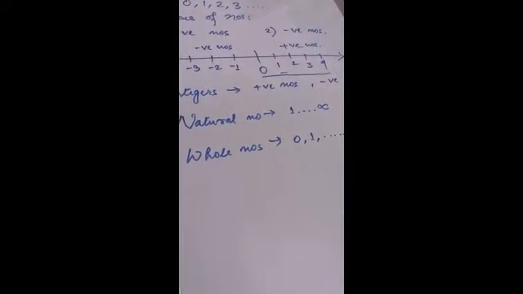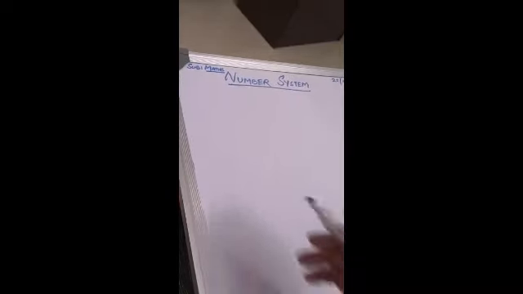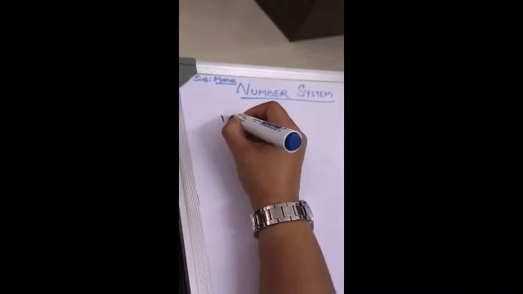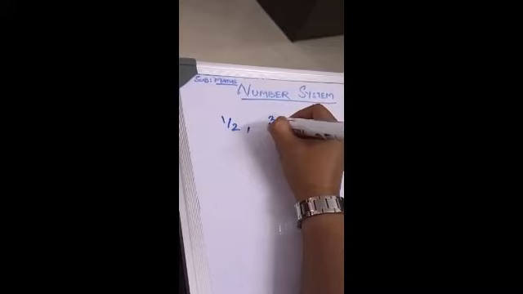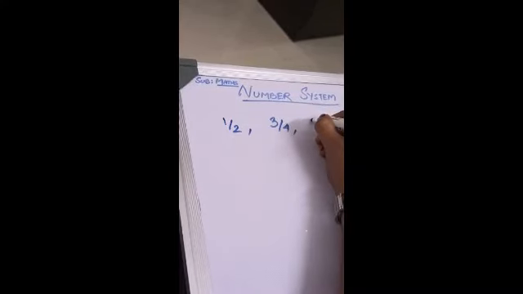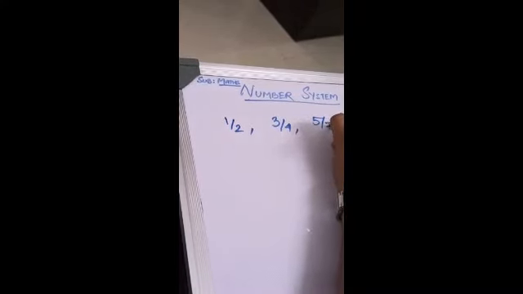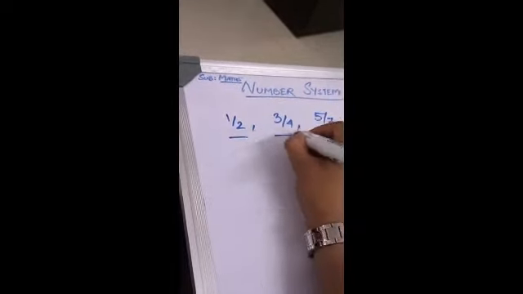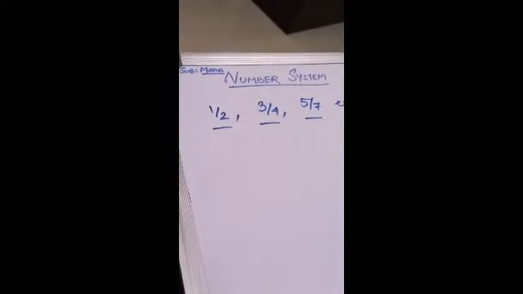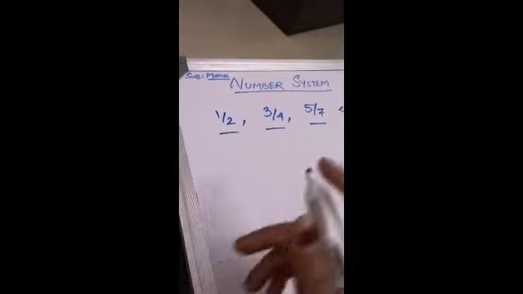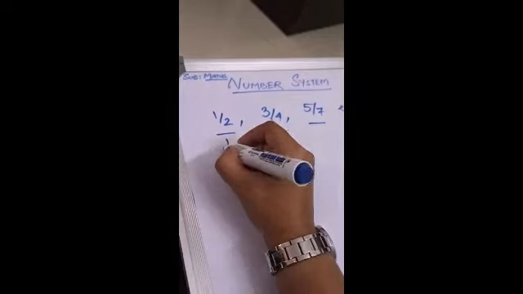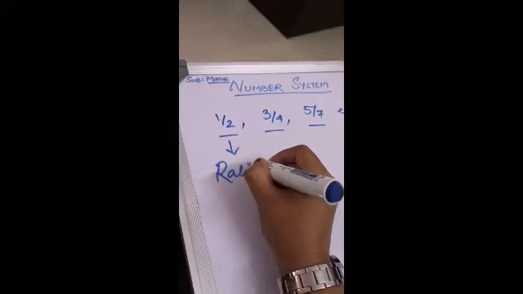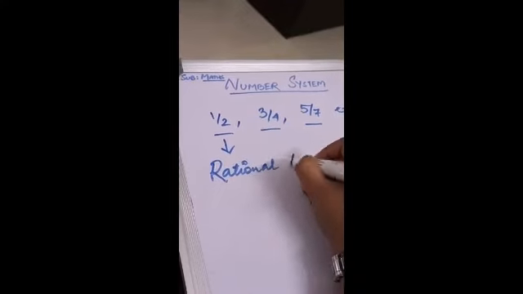Okay. Now you may also ask, what are these types of numbers like 1 by 2, 3 by 4, 5 by 7, etc.? These numbers are known as fractions. Or you can say them as a new term, rational numbers.